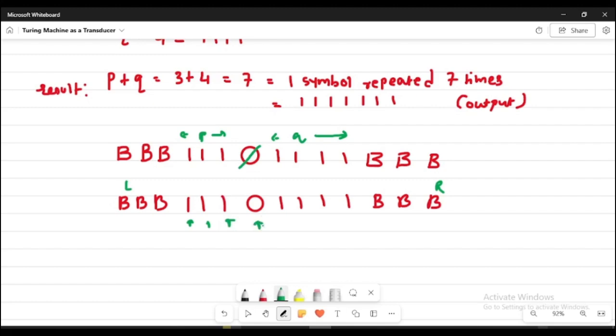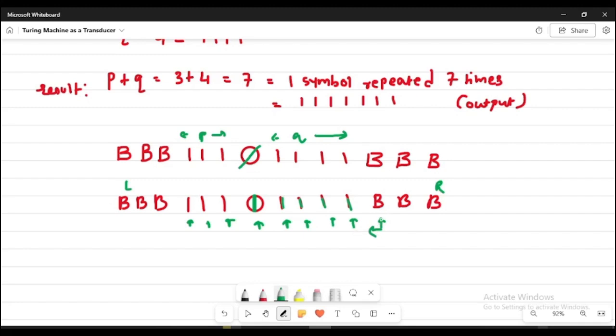And whenever you see 0, make it as 1 and move in the right direction, because this 0 is working as a separator. Then again move right, and whenever you see 1, keep it as 1, and keep on moving in the right direction. Then you will suddenly hit the blank. Whenever you hit the blank, turn in the left direction and start moving left.